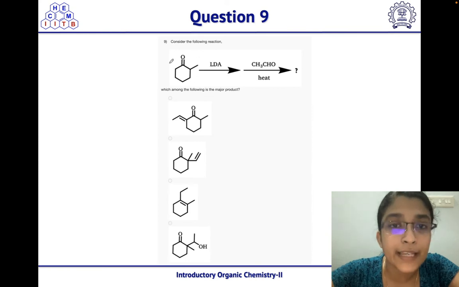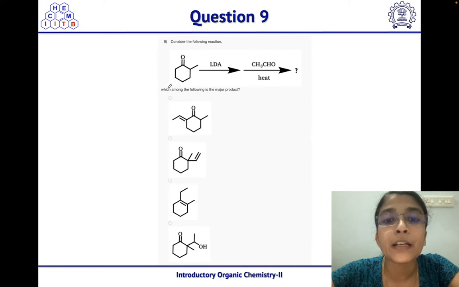They have given a substituted cyclohexanone. Treating with LDA, it will generate one species, a lithium enolate species, and then they are treating with acetaldehyde and heating. So what will be the major product that is forming? And they have given 4 options. So we have to see what is the major product forming in this reaction.